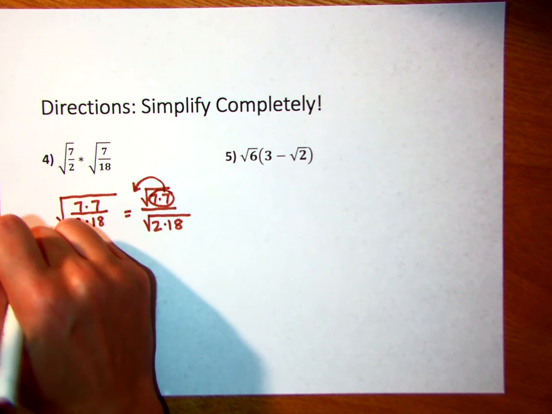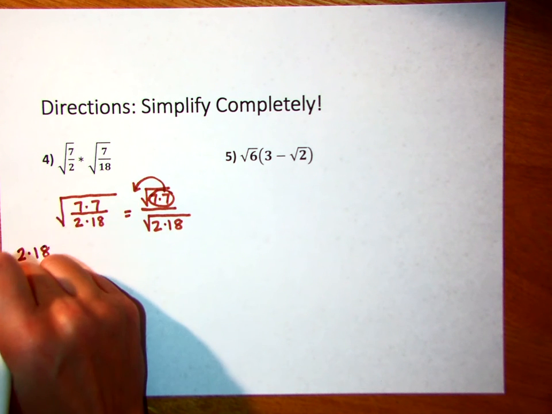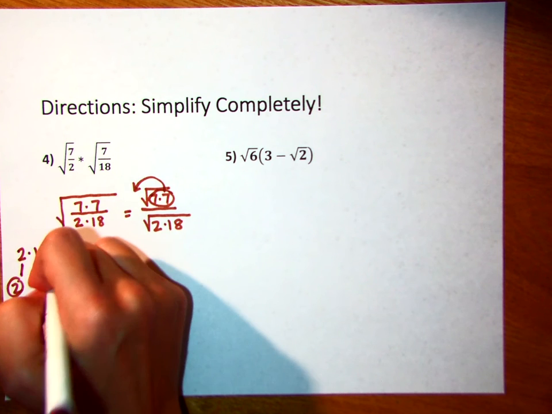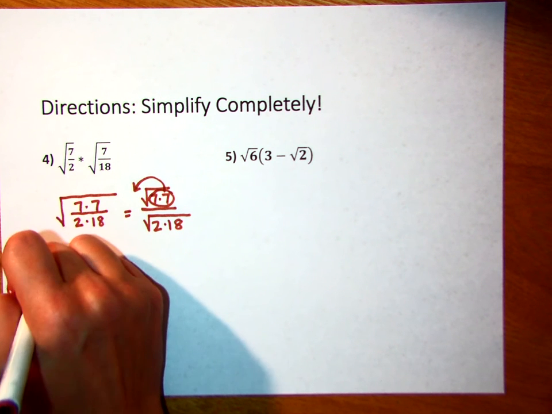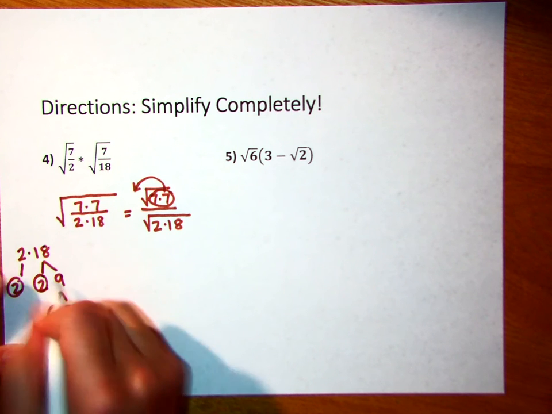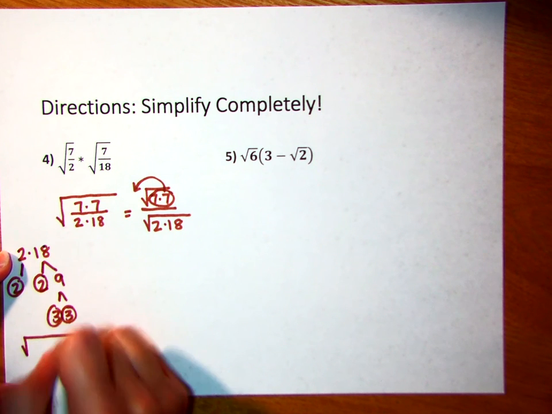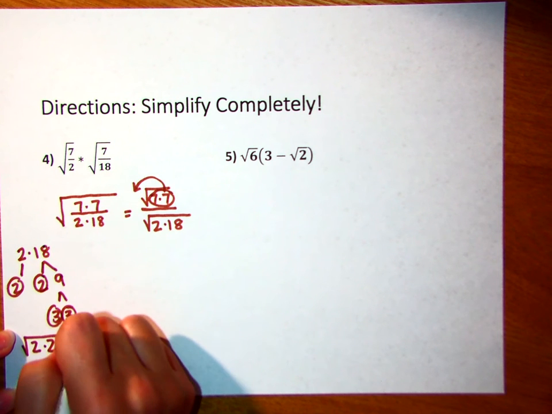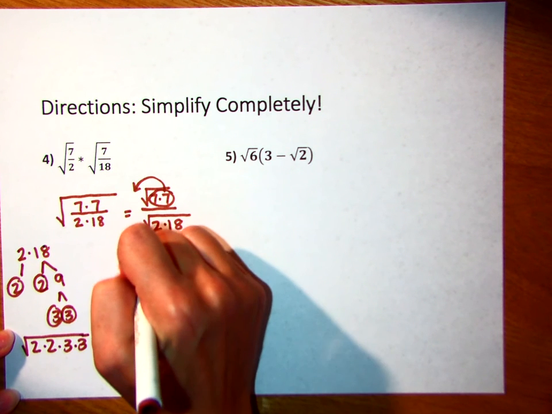So let's do 2 times 18. Well, 2 is already prime. 18 can be done by 2 times 9. So I have a prime number here, and 9 would be 3 times 3. So if I put all of these under the same roof, what I'm really working with is 2 times 2 times 3 times 3. So let me rewrite this so it makes a little bit more sense for you.